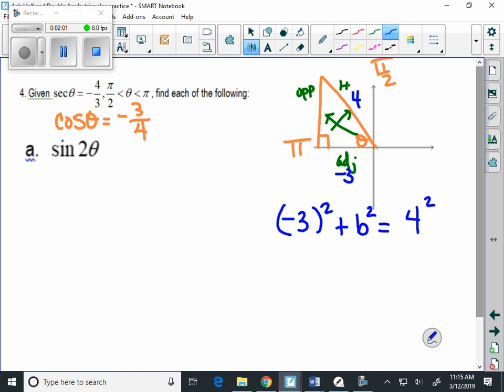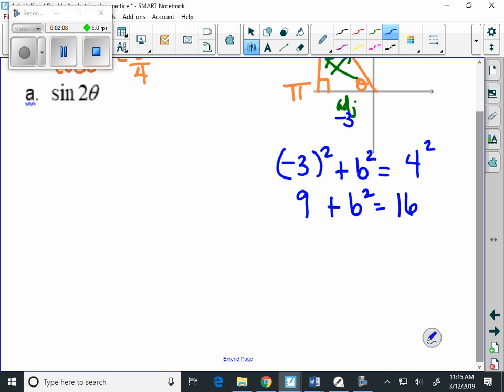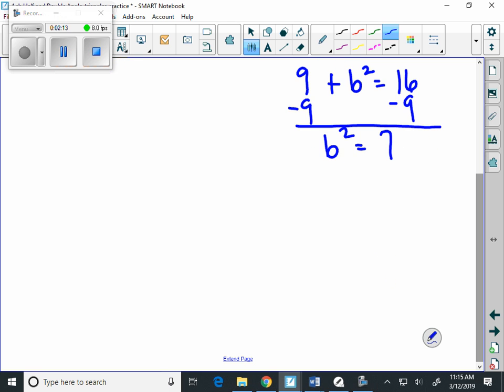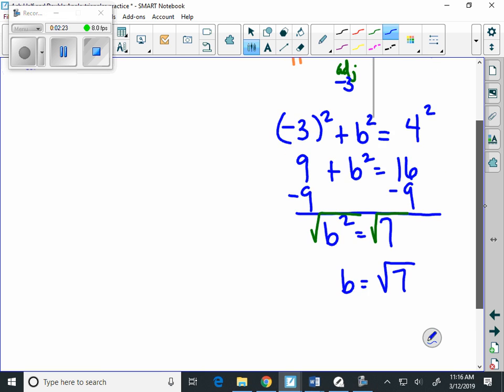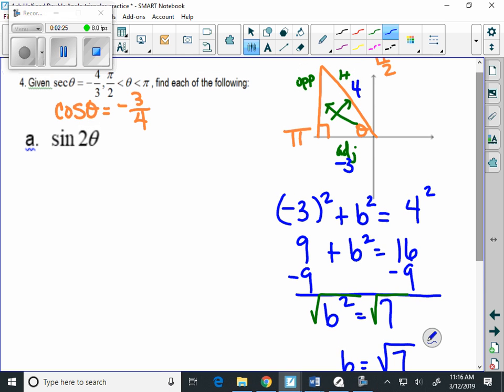Negative 3 squared is 9, plus b squared equals 16. Subtract 9 from both sides, and we end up with b squared equals 7. Then we take the square root of both sides, and b does equal the square root of 7. So we can go back and fill that into our triangle here. Notice that we are going upward, so we do want a positive square root of 7. I misspoke on that, but I've got that fixed in.